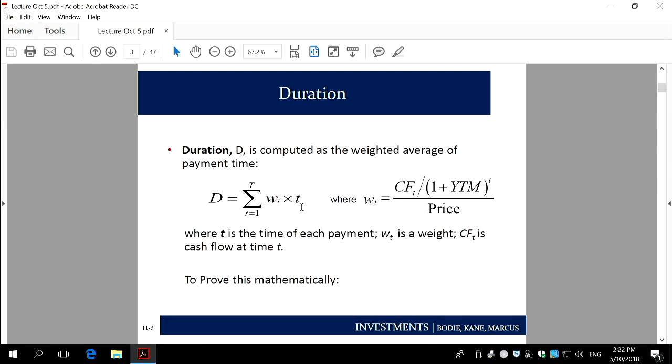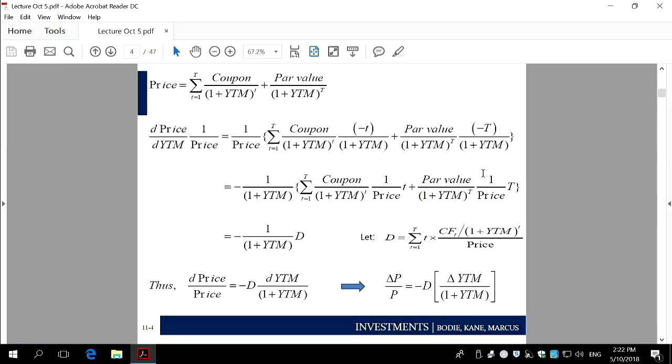And how to prove this? I said this is just a formula. How do we get this formula? Why is this weight written in this form? The proof is actually straightforward. It's a little bit messy, but it's not really difficult. It's not really complicated. Remember, the bond price equals the discounted value of future cash flow, right? This is a formula we are well familiar with.